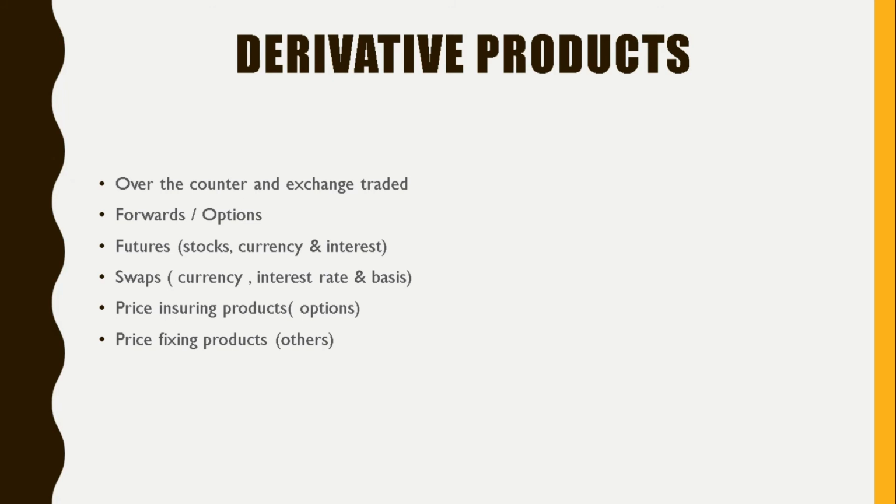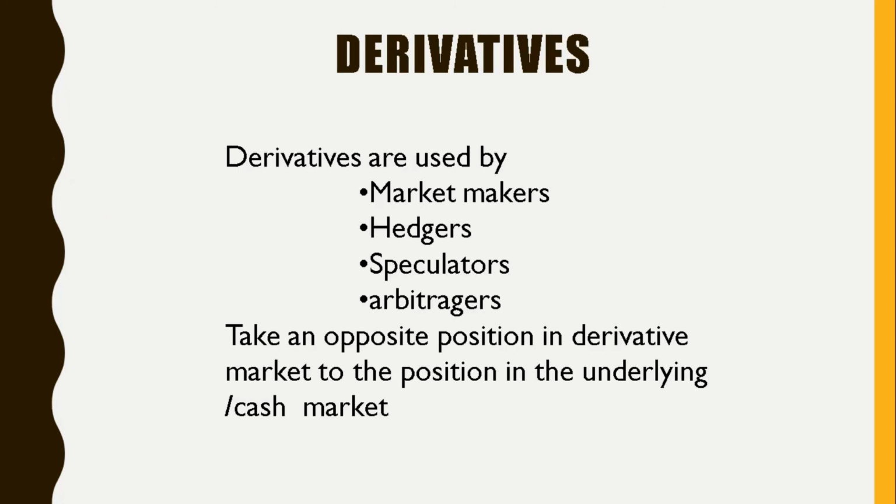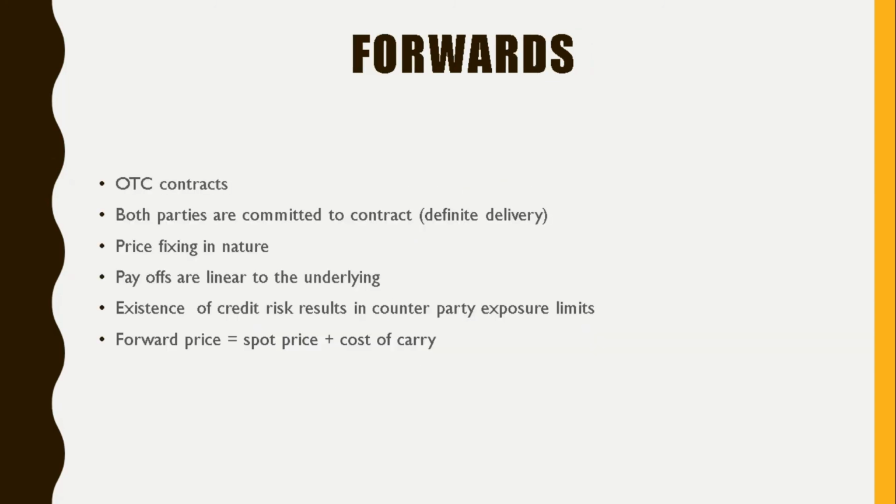Now, what are some of the derivative products? Over the counter and exchange traded products: forwards and options, futures, stocks, currency and interest, swaps, currency, interest rate and basis, price ensuring products, options and price fixing products, others. Now, derivatives are used by market makers, hedgers, speculators, arbitrageurs, who take an opposite position in the derivative market to the position in the underlying cash market. Now, forward is an OTC contract.